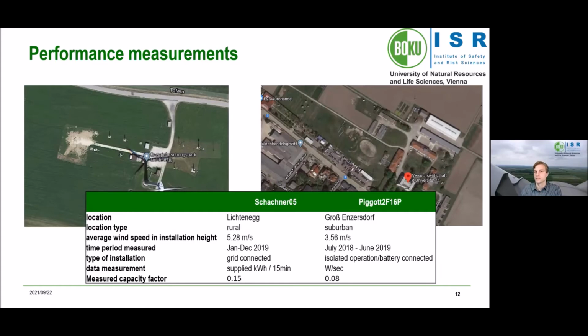And the Piggott turbine is at the site of the university, which is a suburban site, with quite low wind speed, also because the tower was rather low, below 10 meters, and also 1 year of measurements. And this is a battery system, so it's an isolated operation. And since this is an experimental installation, we had high resolution data.